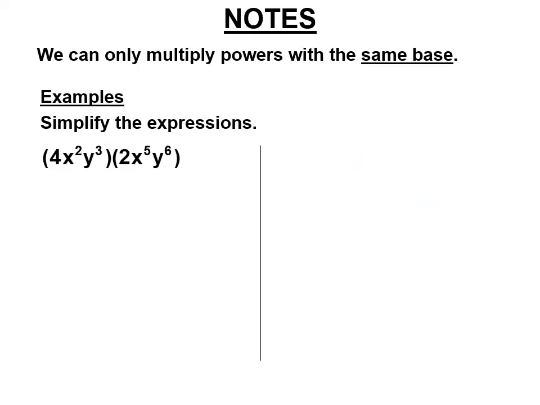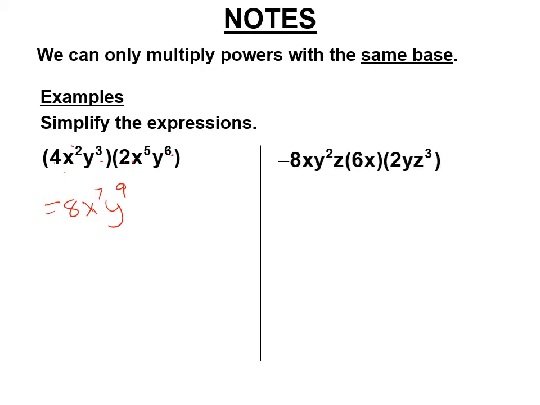Right, so you do the x's with the x's and the y's with the y's. You don't mix them together, is what these notes are trying to tell you. The coefficients are 4 and 2. 4 times 2 is 8. Then you do the x's times the x's and add the exponents. 2 plus 5 is 7. The y's times the y, you get y to the 9th, 3 plus 6.